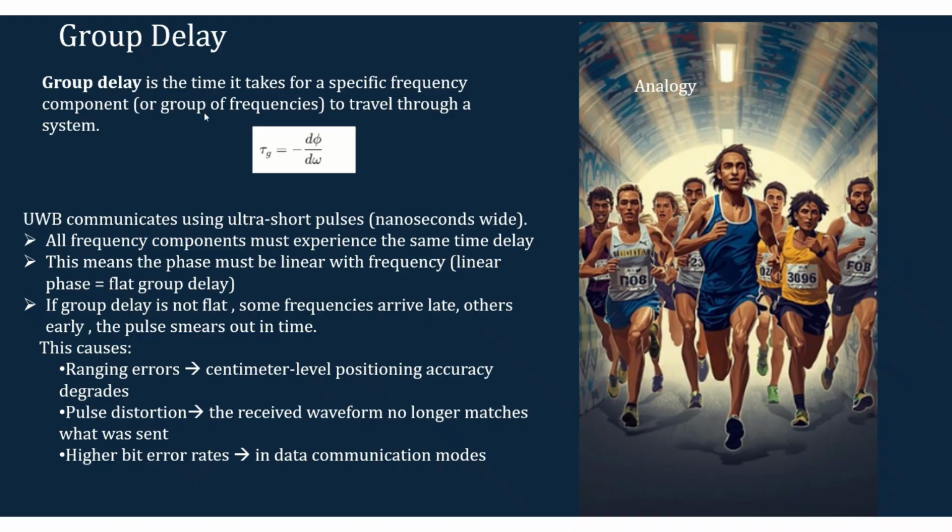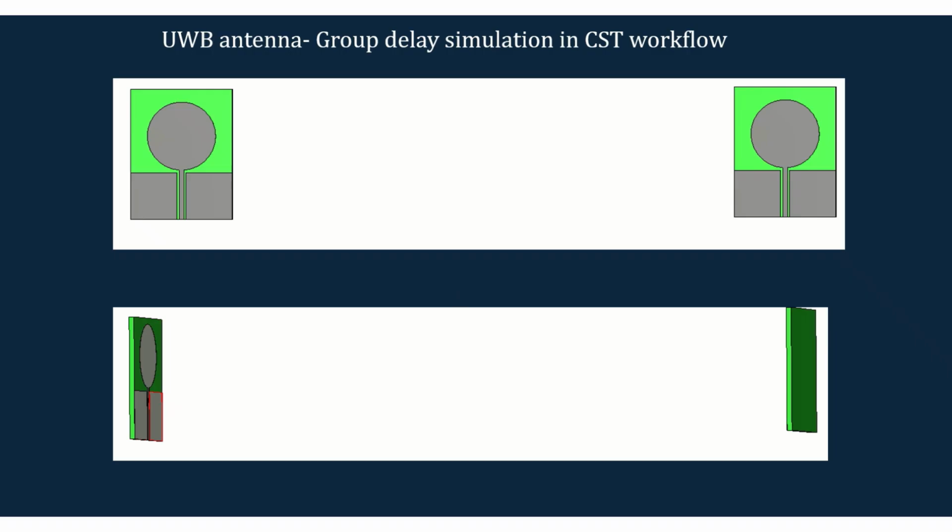So group delay is the time it takes for a specific frequency component to travel through the system, and the main characteristics that UWB system has to obey is all the frequency components must experience the same time delay. That means that group delay has to be a constant for every frequency component. To get more details, you can watch that previous video. So in this video, we are going to see how you can simulate that.